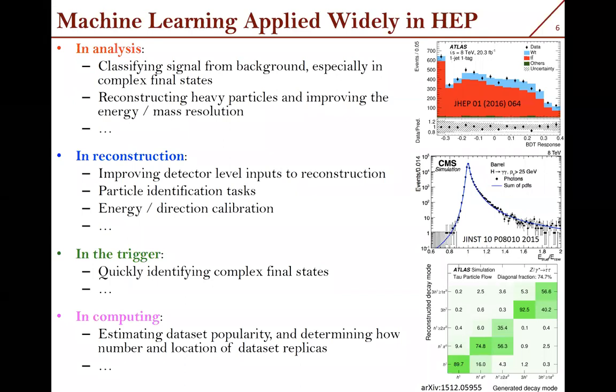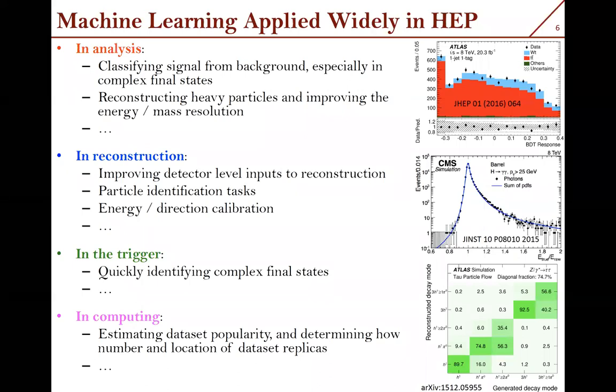And then if you have a charged track, you want to identify whether it is a pion, kaon, or proton, charged hadron identification. You want to do calibration, energy and direction calibration. So this is more on the so-called regression techniques, and the other is classification. So basically the two things we mostly deal with in high energy physics are either classification or regression.